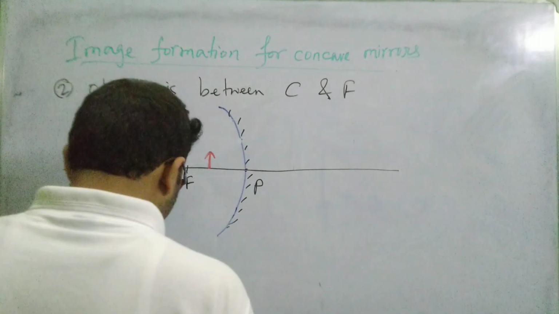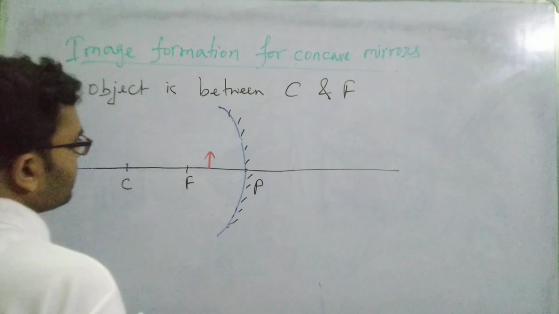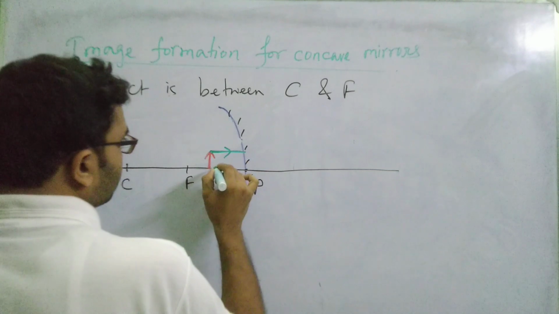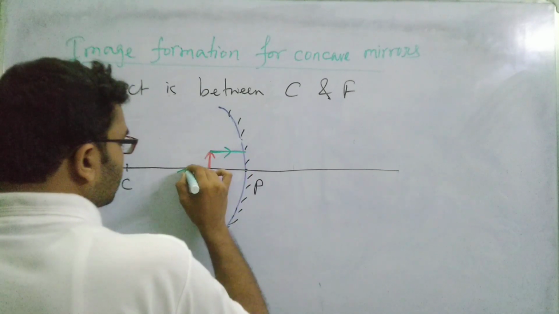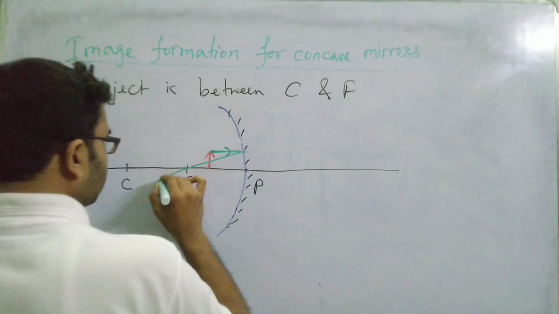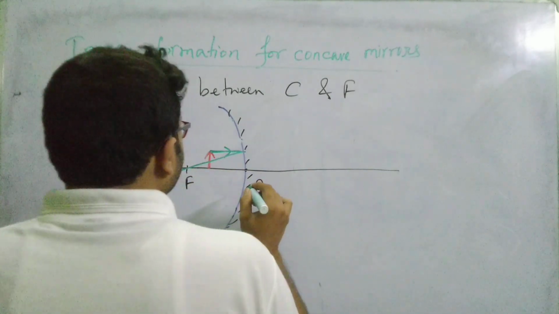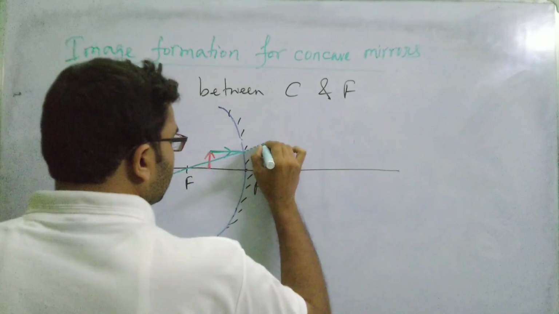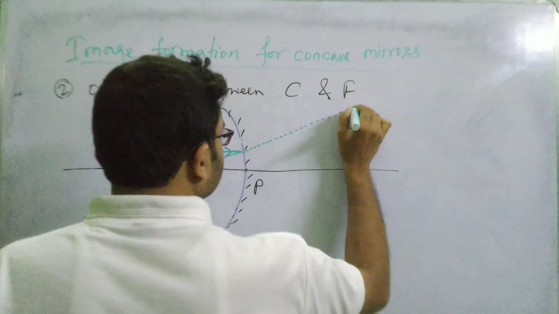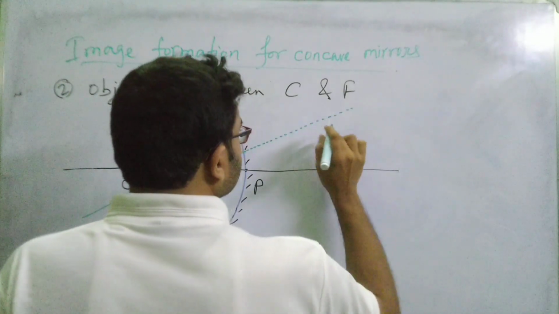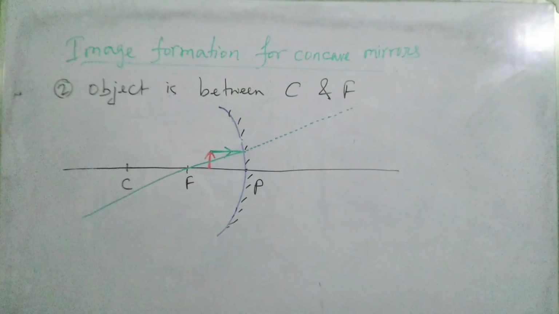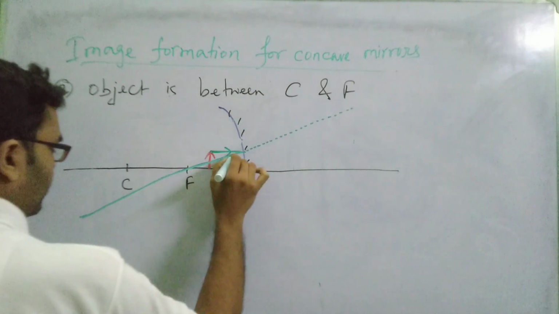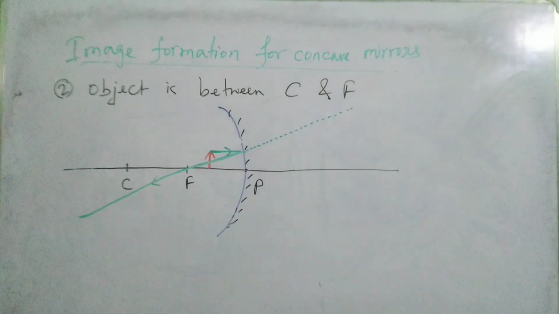In this case, if I consider two light rays again, one light ray is incident parallel to the principal axis, and after reflection it passes through the focus. Consider another light ray. The rays will not actually meet at any point, so we have to trace back the reflected rays. This is one reflected ray going back through the focus.